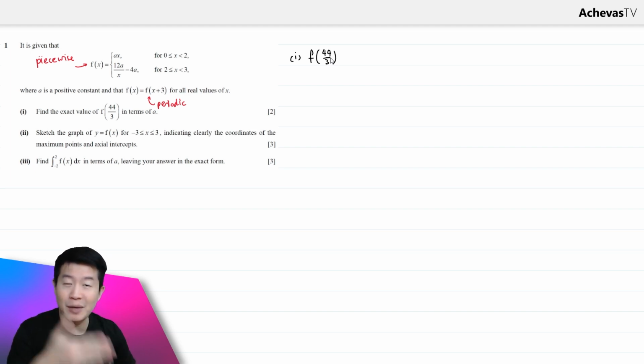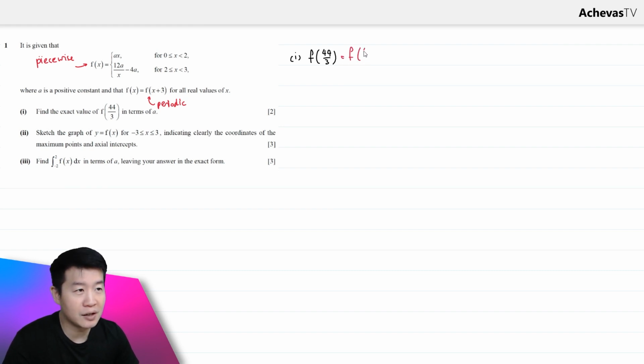It is too big, so I'm going to just keep minusing 3. If I take 44 over 3 minus 3, I am going to get f of 35 over 3. 35 over 3 is 11.6 something, which is still too big. So I'll just keep minusing until I get a number that is between 0 to 3. If you keep doing that, you will end up with f of 8 over 3. 8 over 3 is 2.6 something, so it is between 0 to 3. And now we know that it is specifically between 2 to 3.